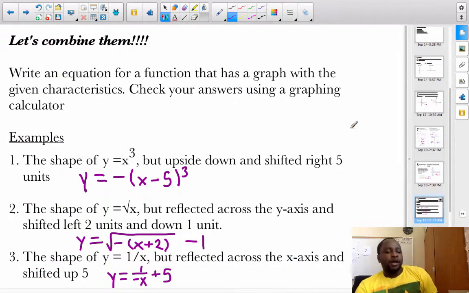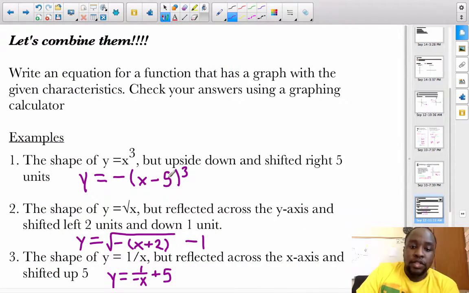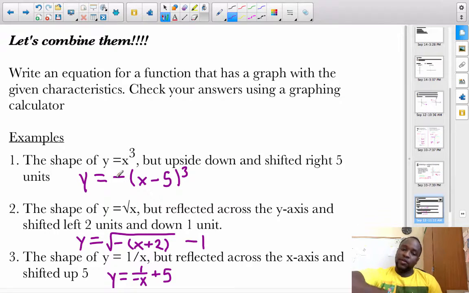So here are our answers. Being upside down means that it's reflected over the x-axis, so the negative is outside the parentheses, and shifted to the right 5. So it's going to be x minus 5, meaning h is 5, and so it needs to be inside the parentheses. And then here are the solutions for the other ones.